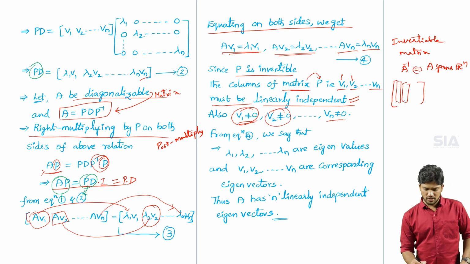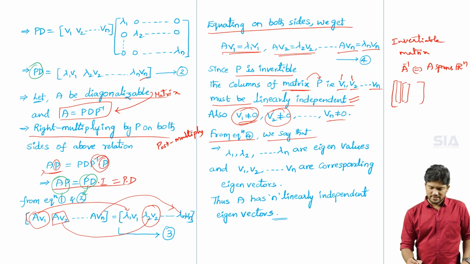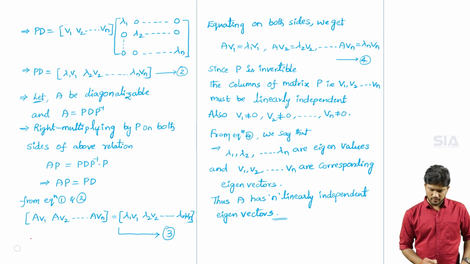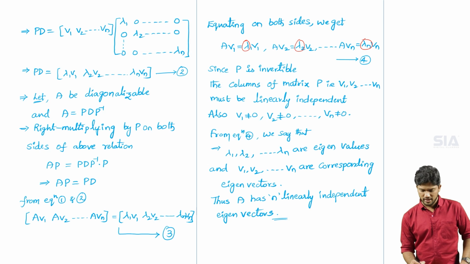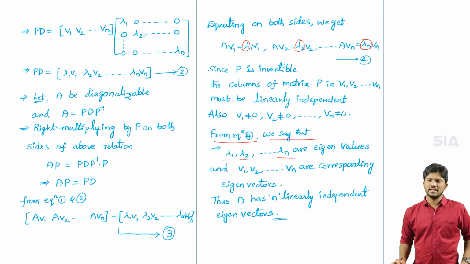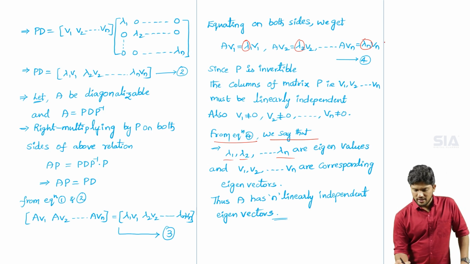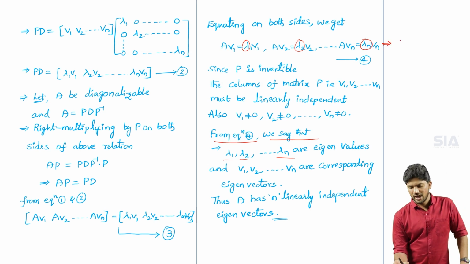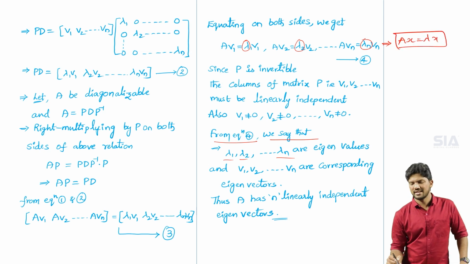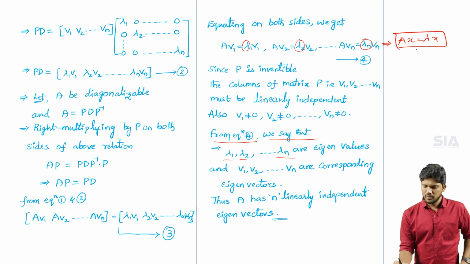equal to 0. So from equation number 4 we can say that lambda 1, lambda 2, up to lambda suffix n are eigenvalues. Why? Because all equations in equation number 4 are in the representation of A into x is equal to lambda into x format. A into x is equal to lambda into x. So this is the pure definition for the eigenvectors.